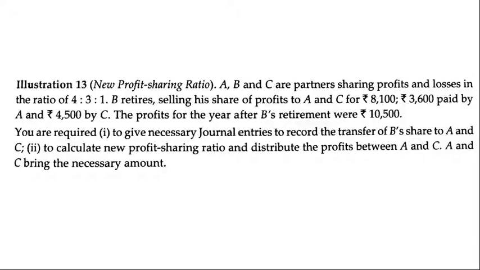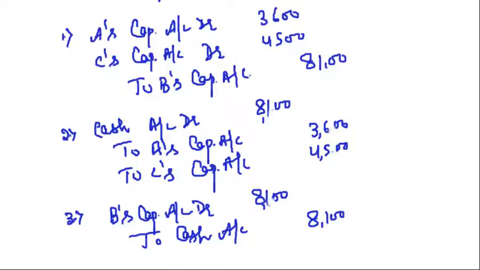They say to give the necessary journal entries to record the transfer of B's share to A and C. Now they are asking to calculate the new profit sharing ratio and distribute the profits between A and C. Which profits? The profits of the year after B's retirement, that is 10,500. For that we require the new profit sharing ratio. So first of all, we are going to calculate the new profit sharing ratio.